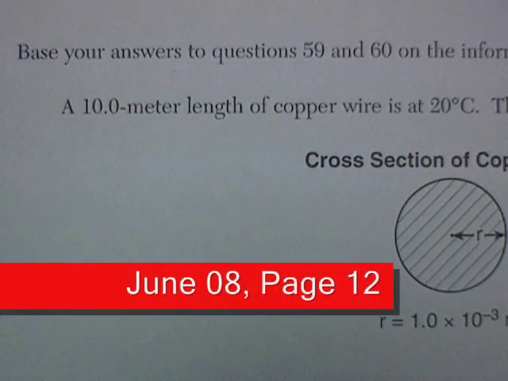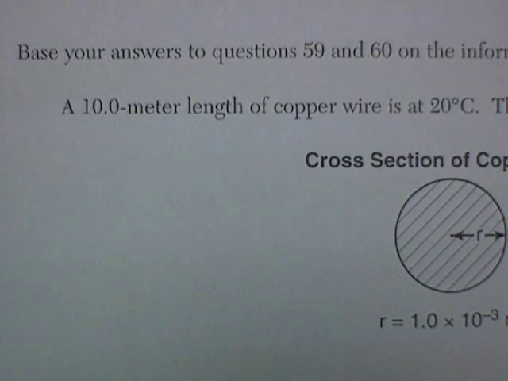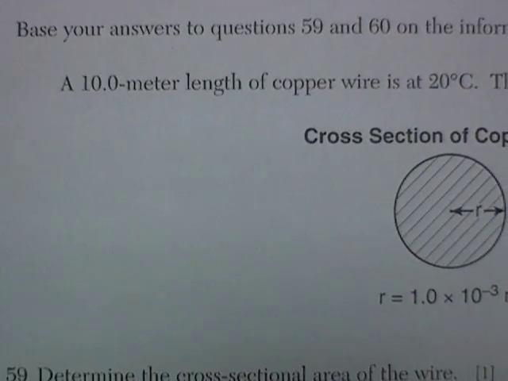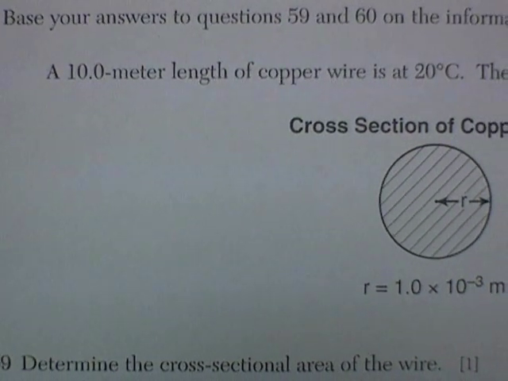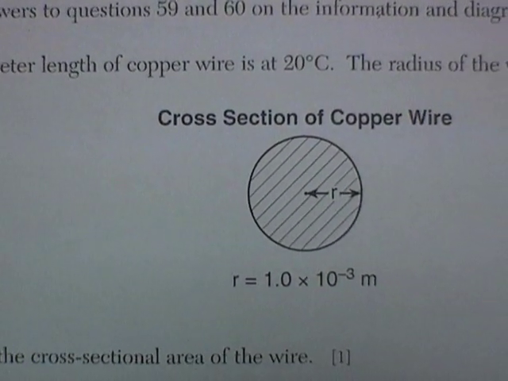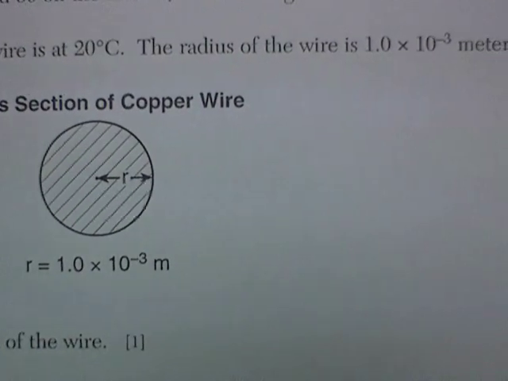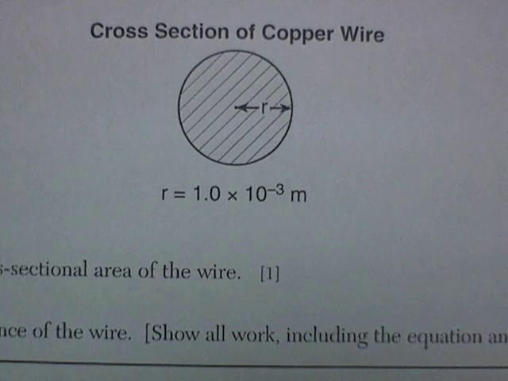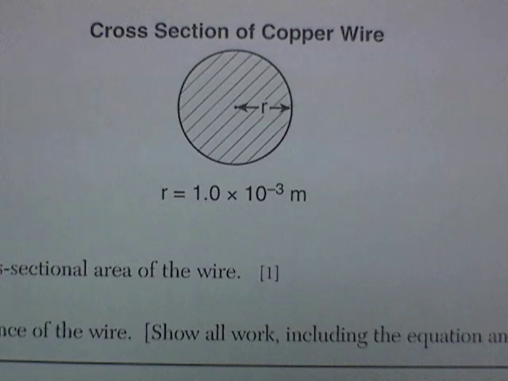All right, we're still in the June 08 exam. We're on to page 12. And these are two questions, 59 and 60, both based on this piece of wire. A 10-meter length of copper wire is at 20 degrees Celsius. The radius of the wire is 1 times 10 to the negative 3 meters. That's about 3 millimeters, which would make a piece of wire 6 millimeters in diameter.